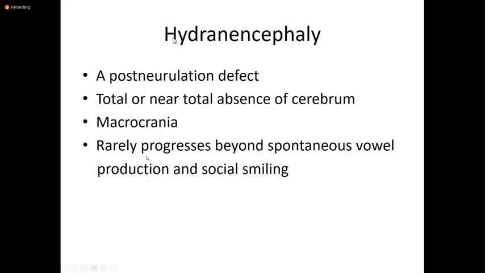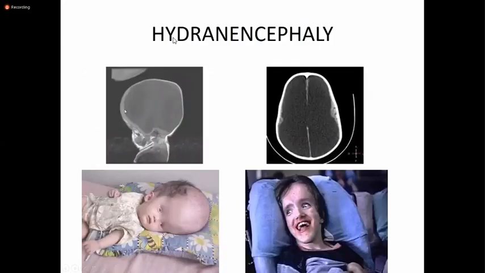in this pediatric age group, they rarely progress beyond spontaneous vowel production and social smiling. So this pediatric age group, usually even after the VP shunt, remain vegetative. Although you can save the life of those pediatric patients, they remain vegetative. So these are the scans of the hydranencephaly. If you see the scan, there is very negligible cortical mantle, a very small amount, and the whole cranium is occupied by the CSF.